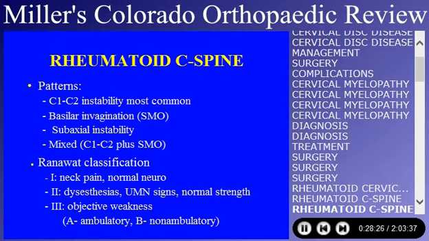but have normal strength. It can be very difficult to do the neurologic exam in patients with rheumatoid arthritis, but to the extent that you're able to do it, these patients have normal strength. And the Ranawat class 3 patients have objective weakness that you can clearly correlate with their spinal cord disease. And then it's further broken down into 3A, patients with weakness who are still ambulatory, versus 3B, patients with weakness who are non-ambulatory.